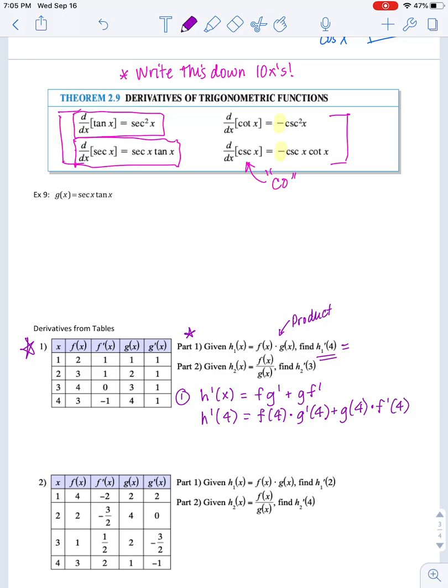So these are going to come from the table. I am zeroed in right here on this row because this is the input of 4, which gives me these 4 different outputs. So f of 4 from the table is 3. g prime of 4 from the table is 1. g of 4 from the table is 4. And f prime of 4 from the table is negative 1. So I carry that work out and I get 3 minus 4 essentially, so overall my answer up here is negative 1.